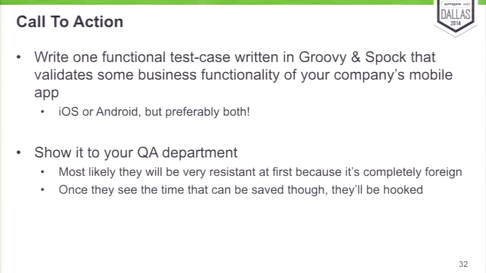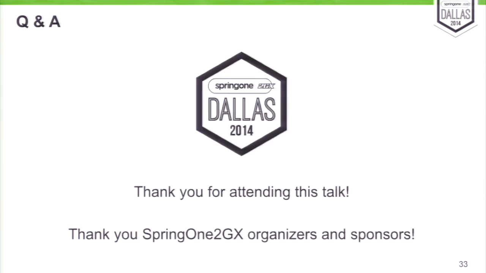Whether that's whatever your company app is, just one simple thing, and show it to your QA department and see their reaction. I think you'll discover that they'll be very resistant at first because, oh my gosh, it's code and I don't do code because I'm a QA tester. But once they see the time that can be saved by automating one business function, like just testing one thing with different locales or testing one screen with 10 different inputs with a Spock unroll annotation, I think if they see that once, they'll be hooked. And from there on out, you can have fun writing Spock tests, automating your iOS and Android apps.